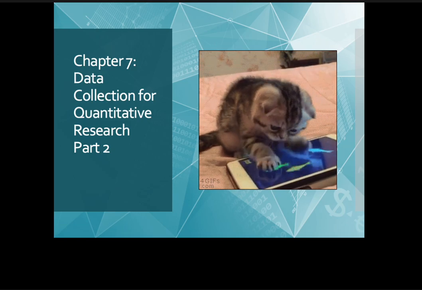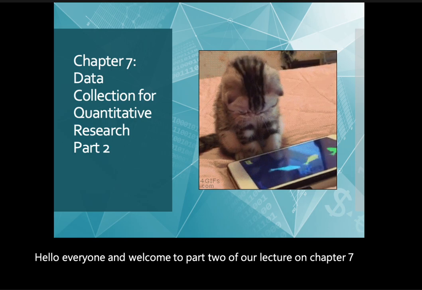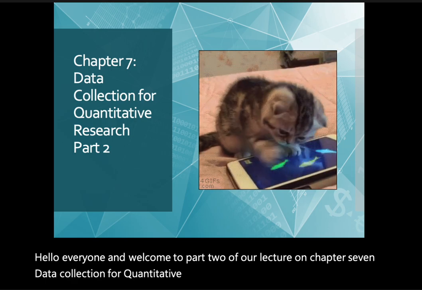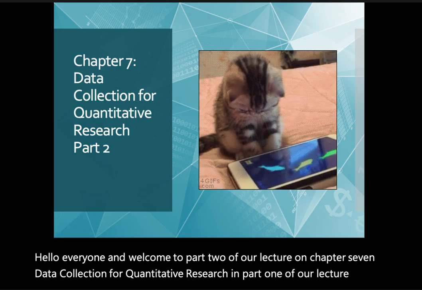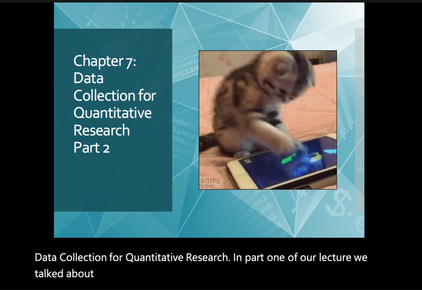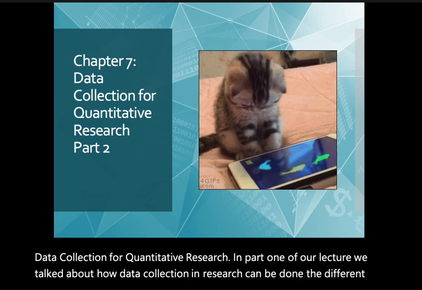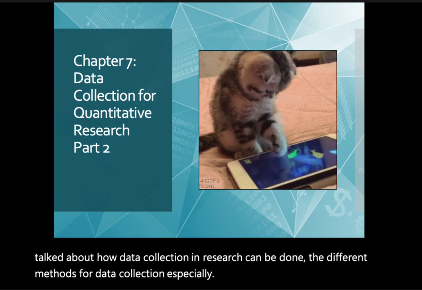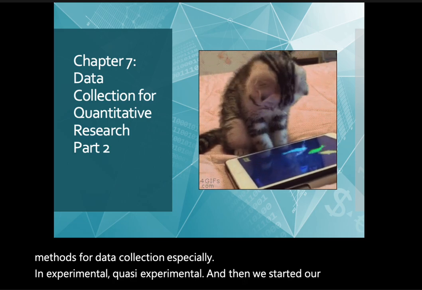Hello, everyone, and welcome to part 2 of our lecture on Chapter 7, Data Collection for Quantitative Research. In part 1 of our lecture, we talked about how data collection in research can be done, the different methods for data collection, especially in experimental and quasi-experimental research, and then we started our discussion on data collection and surveys.